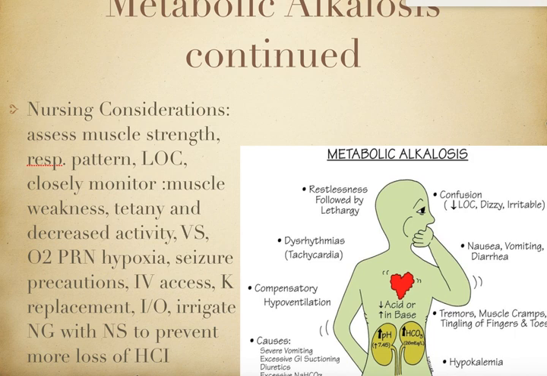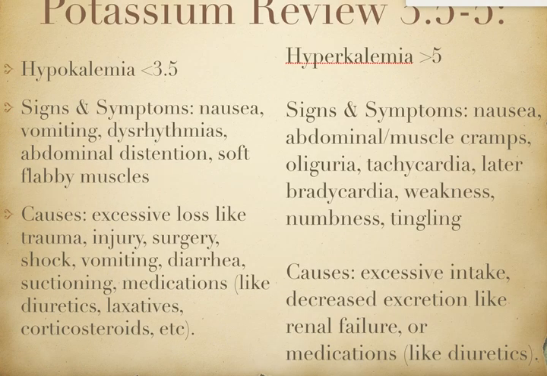So that brings us to the end of the four main abnormal acid-base conditions. In addition to what I've said, I would focus in on the nursing considerations that were listed on each slide and that you have in your handouts. So the last few slides of this presentation are a review of the electrolytes, the big four. So first one is potassium review.